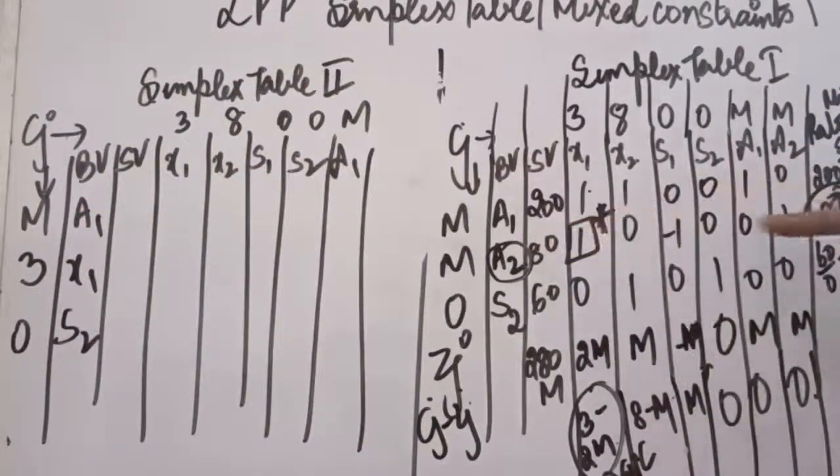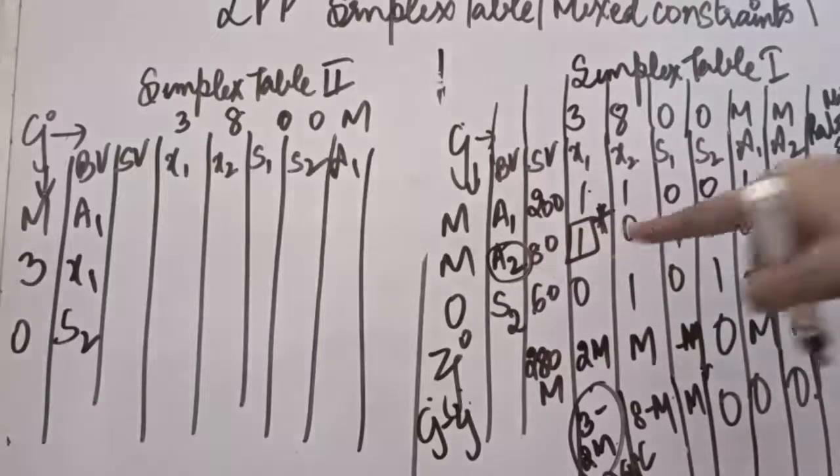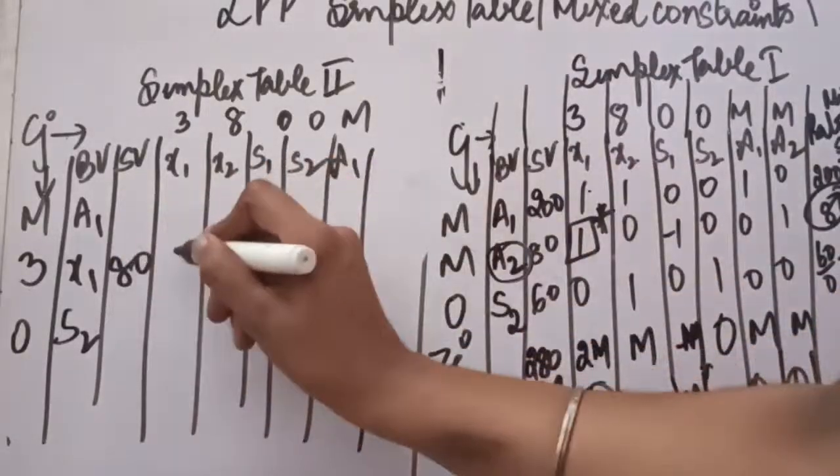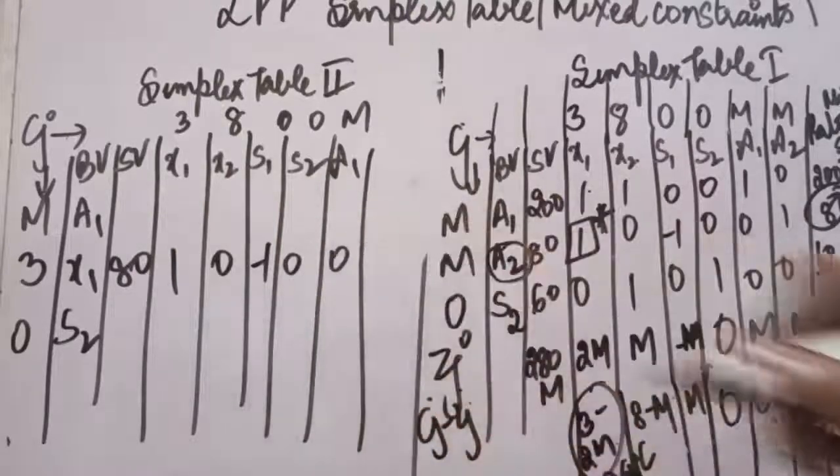The values of Cj will be the same: 3, 8, 0, 0 and M. On this side also M, the value for X1 is 3 and the value for S1 is 0. Now we will calculate the second row first, because the second row is the key row. First of all the key row will come. The key element is 1, so old elements divided by 1 will be the same: 80, 1, 0, minus 1, 0 and 0.